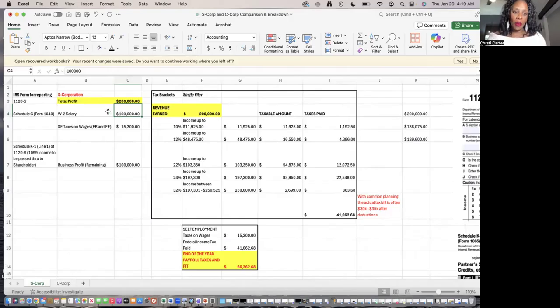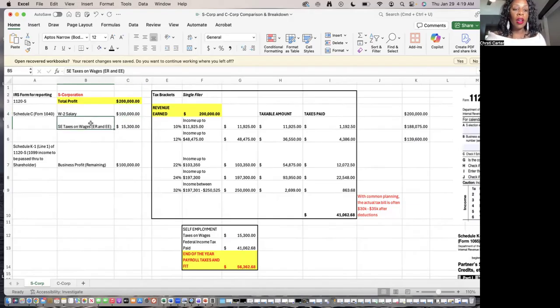So let's say, just for the example and for simplicity, the average salary is about $100,000. So the IRS requires that you pay yourself a reasonable salary. And so you have to do your due diligence and calculate exactly what that is. So $100,000 is what you pay yourself throughout the year over the span of the 12 months.